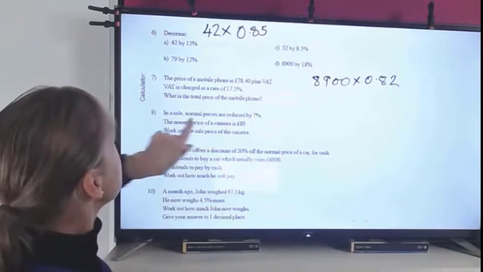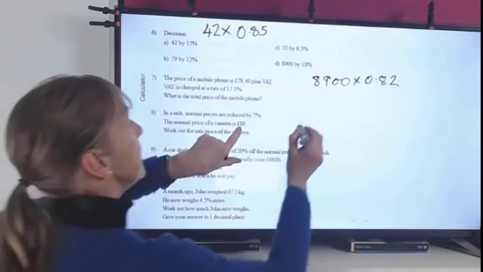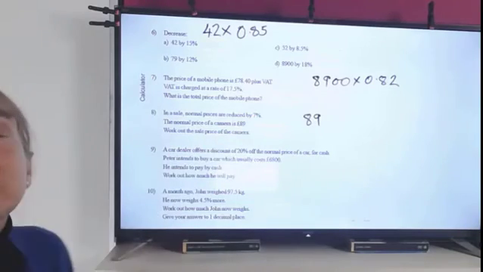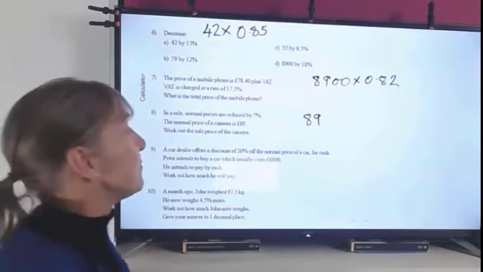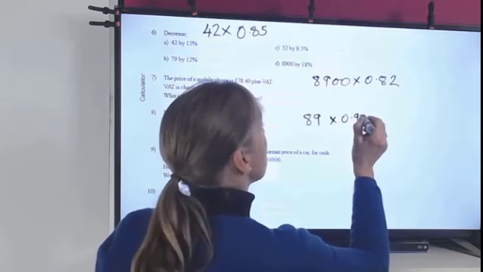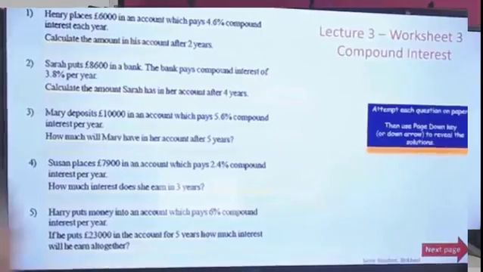And let's do one more. In a sale, normal prices are reduced by 7%. The normal price for a camera is 89. Work out the sale price. So we now have to reduce it by 7%, so we're going to multiply it by 0.93, which is the same thing as subtracting 7%.